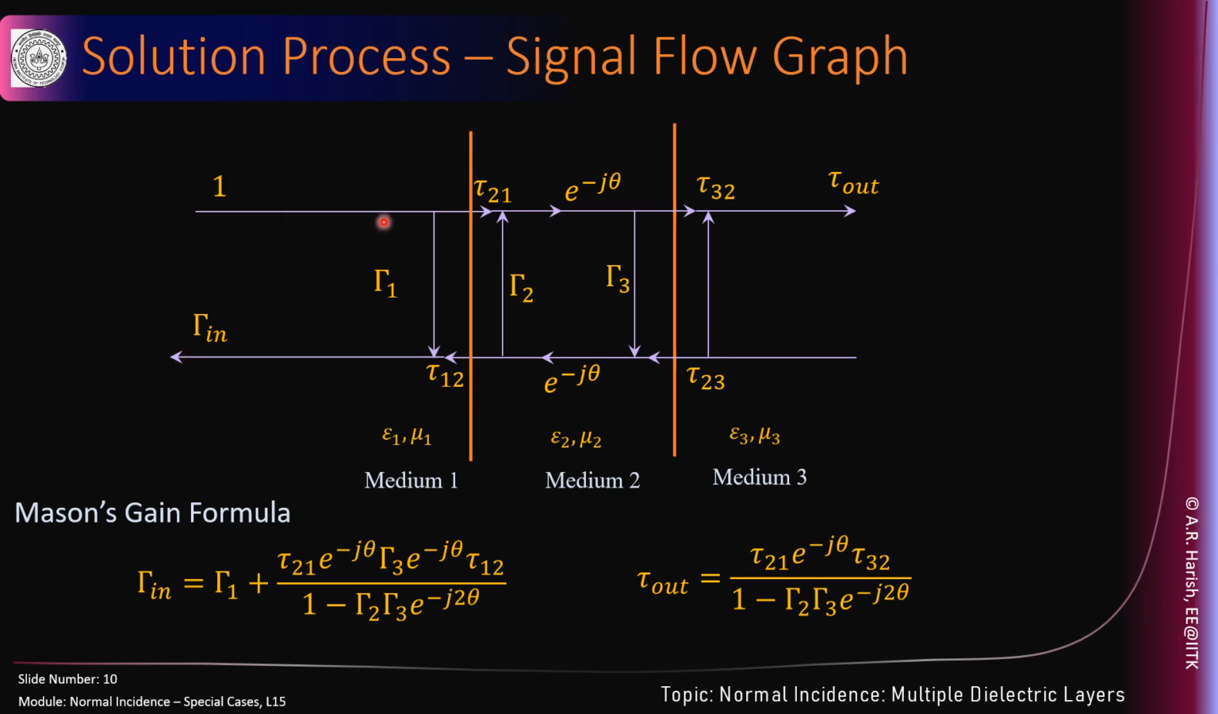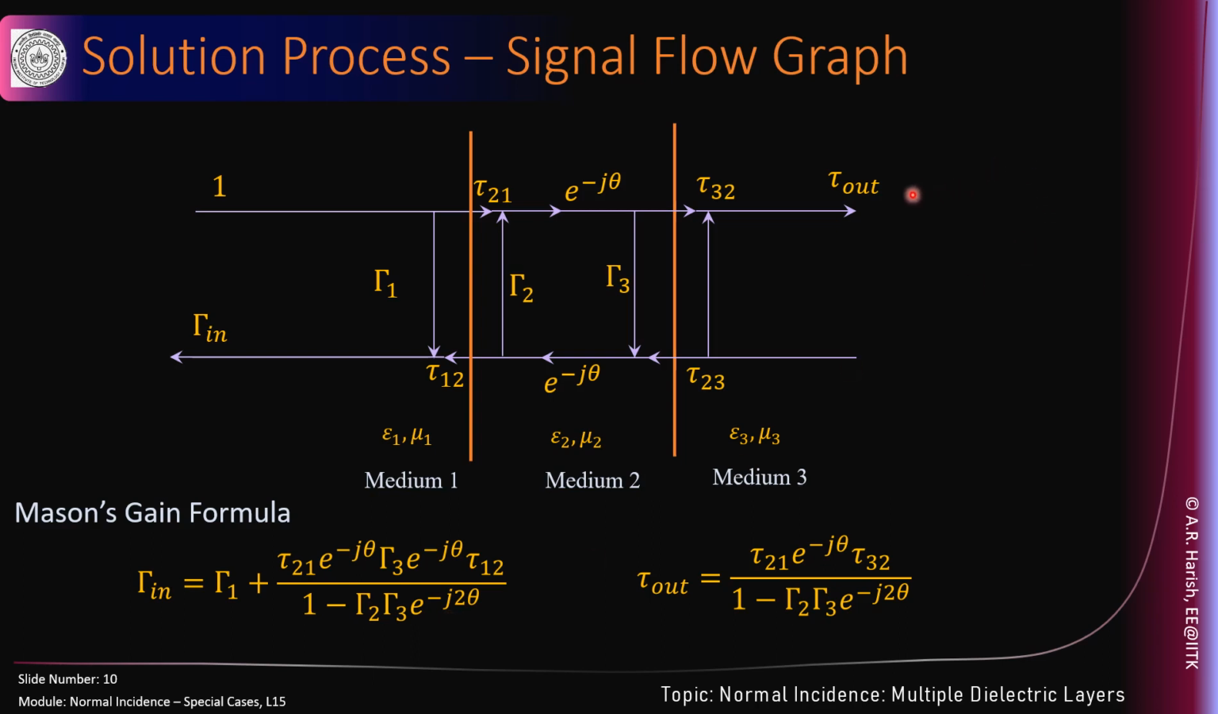Gamma in is, by Mason's gain formula, gamma 1 plus this path here, tau 21 e to the power of minus j theta, gamma 3 e to the power of minus j theta, tau 1 2 back into this. That is the factor on the numerator divided by 1 minus the loop gain. What is the loop gain here? Gamma 2 e to the power of minus j theta, gamma 3 e to the power of minus j theta, which is gamma 2, gamma 3 e to the power of minus j 2 theta. Straight away you could write this equation.